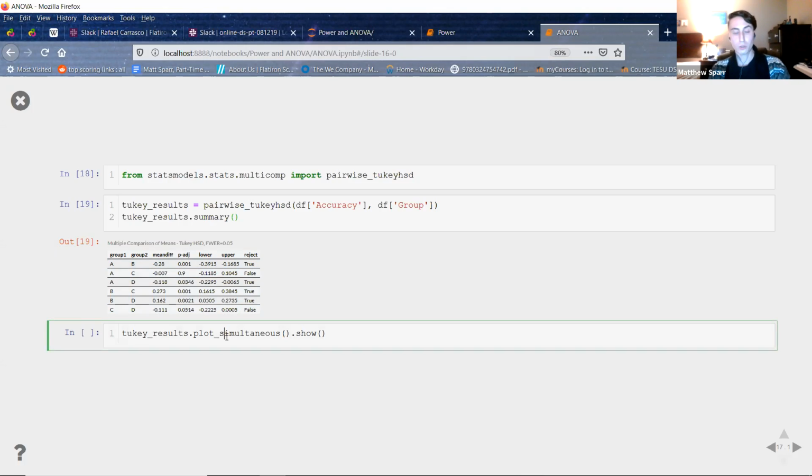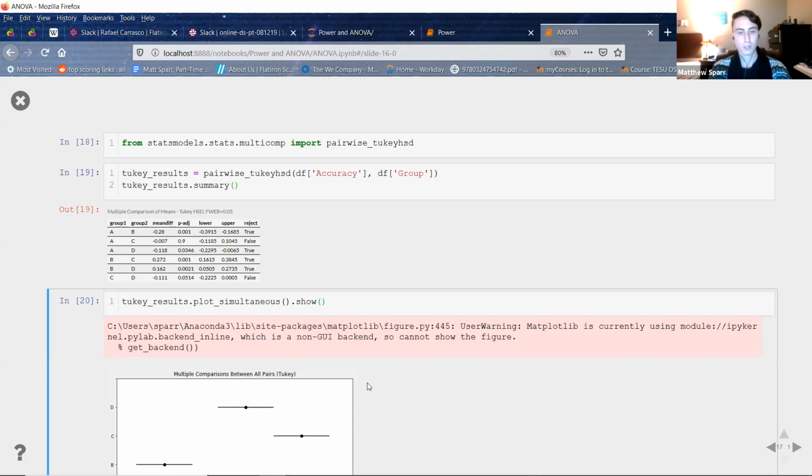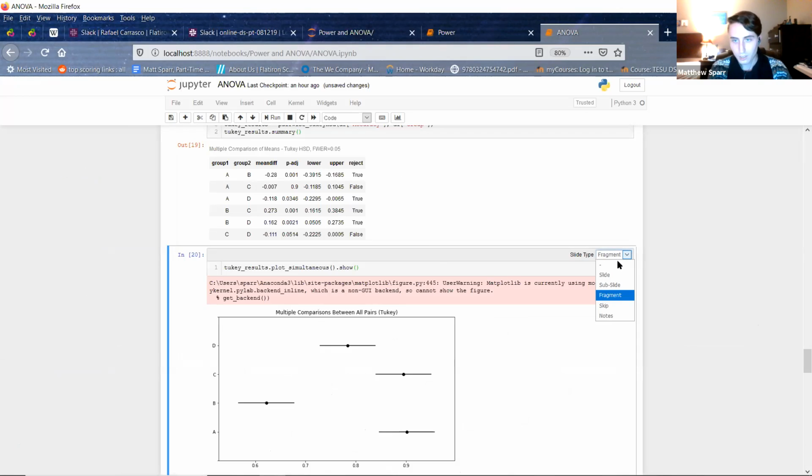So to view this graphically, you can do the plot simultaneous off of those results. And I'm going to have to go back out and make this a separate slide because it doesn't fit.